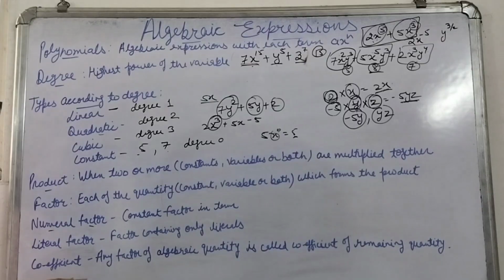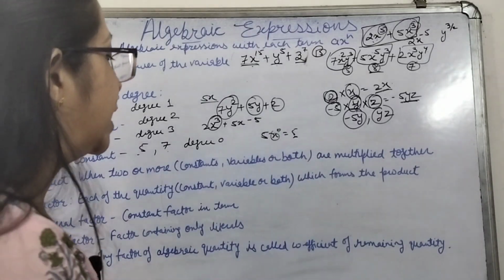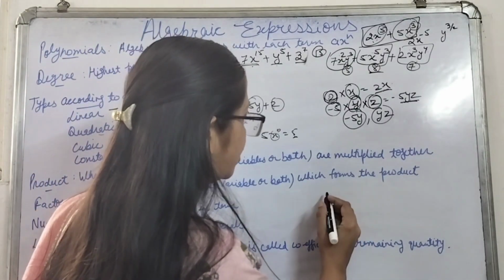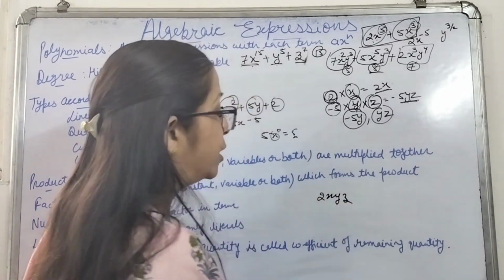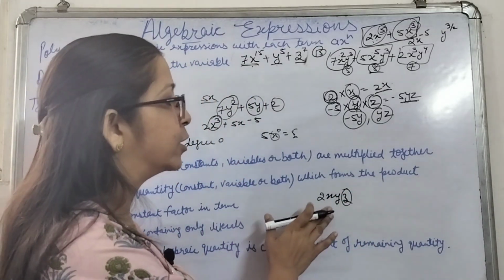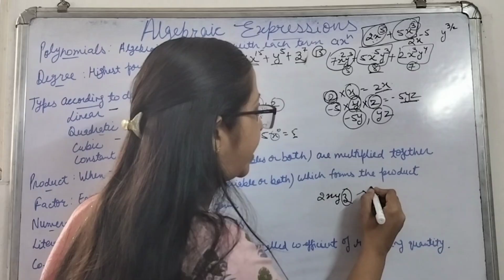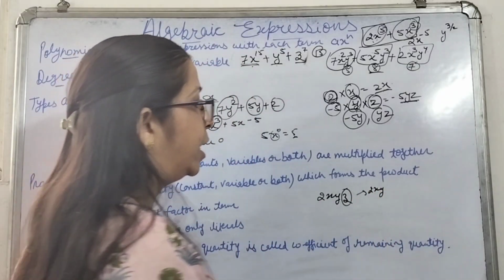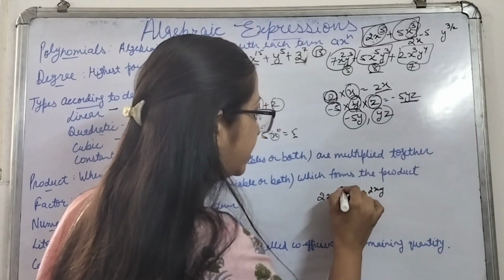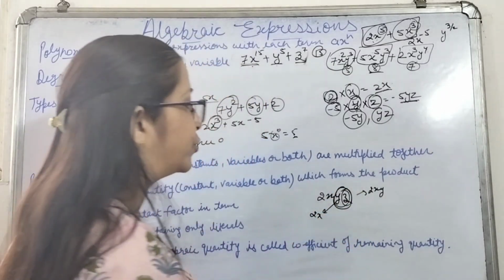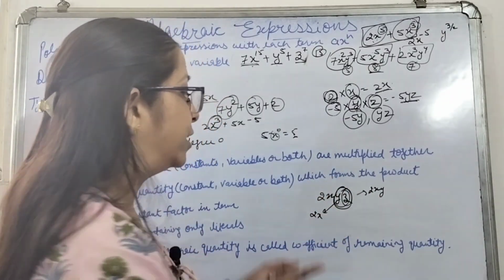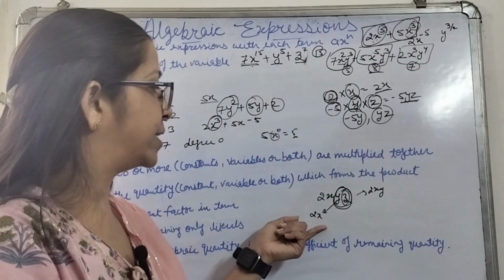Now what is a coefficient? Any factor of an algebraic quantity is called the coefficient of the remaining quantity. Like if I say 2xyz, what will be the coefficient of z? Remove z, and whatever remains will be the coefficient of z. That means 2xy will be the coefficient of z. Now if I ask what will be the coefficient of yz, then 2x will be the coefficient of yz. Just remove yz from it. What is remaining? 2x. So 2x will be the coefficient of yz.